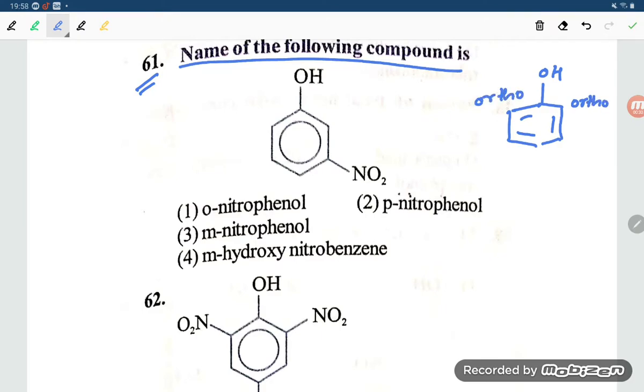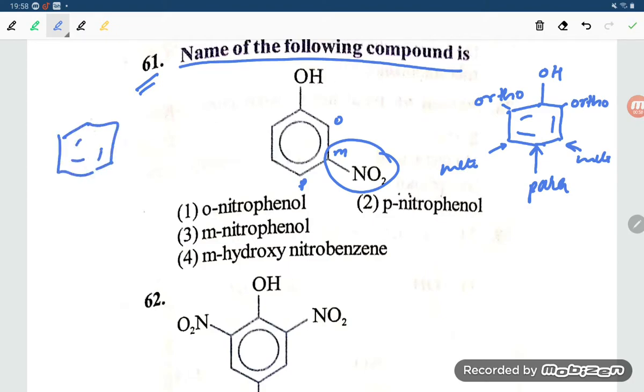This is also ortho. So the closest position is ortho, the opposite position is known as para, and the position in between is meta. So you can see this is the ortho, this is meta, and this is para. So this is meta nitro, and this group, OH, is phenol. On the meta position, the nitro group is there. So the correct option will be meta nitrophenol.